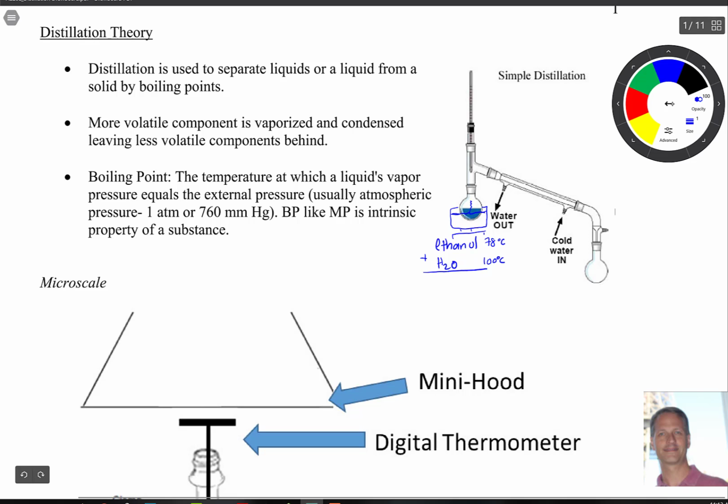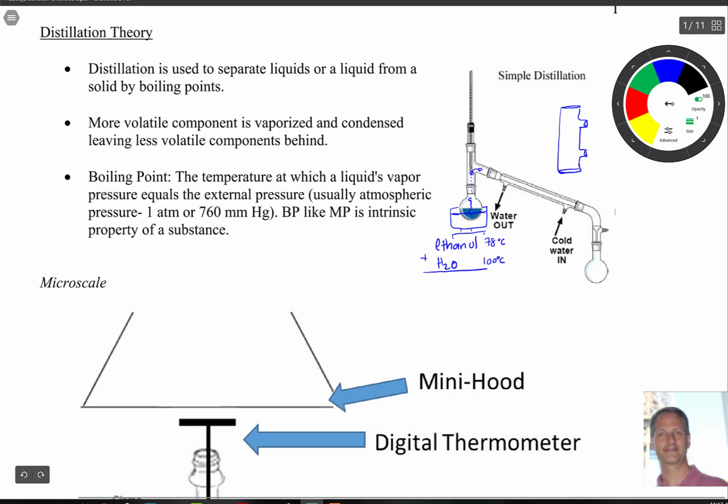So it comes off as a vapor, it travels up here. This is a thermometer. As it travels up, it has nowhere to go except to curve around down this direction. And we have this special type of glassware called a jacketed condenser. And a jacketed condenser is like a long tube essentially here with these little arms on it.